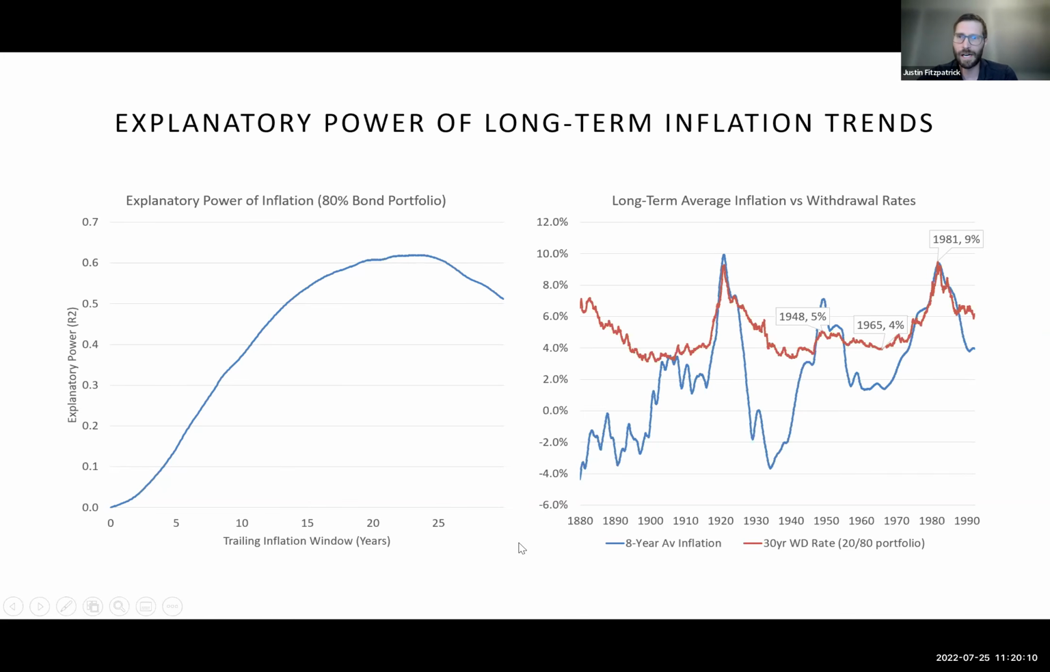So the example you see on the screen shows these periods in, for example, the late 40s where inflation was relatively high, going down to the mid 60s where inflation was relatively low, and you see a drop from 5% to 4% sustainable withdrawals. That's not as incredible as going to the early 80s where inflation was incredibly high, and we know now that withdrawal rates were relatively high.